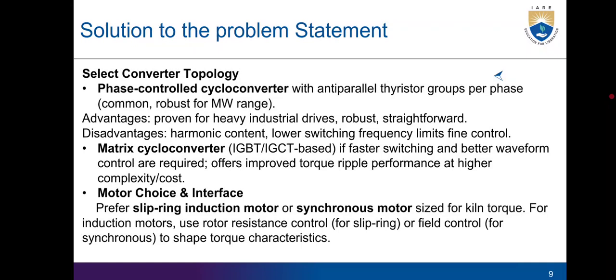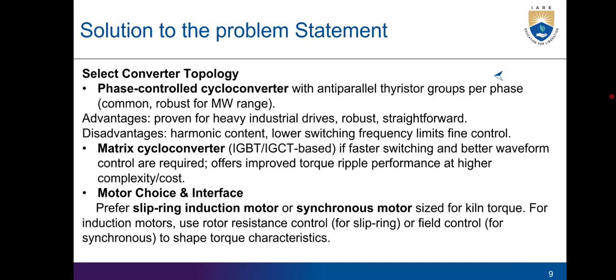Solution to the problem statement. Select the converter topology. Phase controlled cycloconverter with anti-parallel thyristor groups. Advantages: proven for heavy industrial drives, robust. Disadvantages: harmonic content, lower switching frequency limits fine control. Matrix cycloconverter, if faster switching and better waveform control are required, offers improved torque ripple performance at higher complexity and cost.